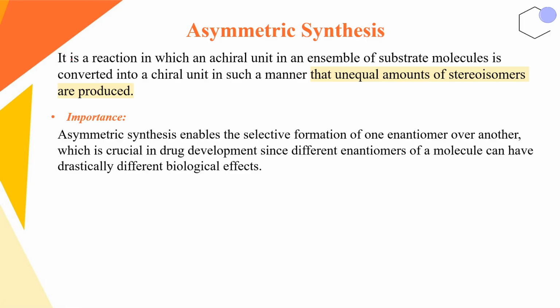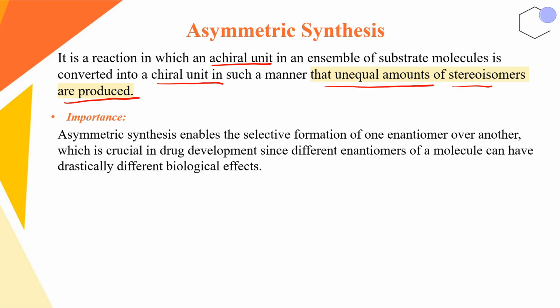Asymmetric synthesis is a reaction in which an achiral unit in an ensemble of substrate molecules is converted into a chiral unit in such a manner that unequal amounts of stereoisomers are produced. For example, suppose you were thinking about a prochiral center, and after doing some kind of substitution reaction or some kind of addition reaction, a chirality is generated. That type of synthesis is not necessarily called asymmetric synthesis.